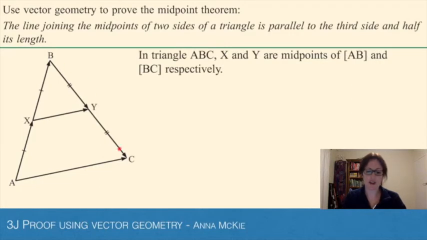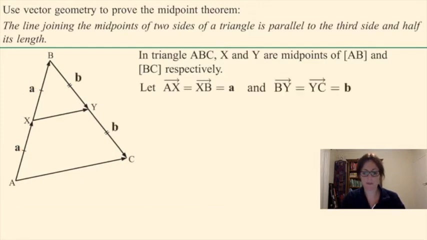As we've said here, in triangle ABC, X and Y are the midpoints of AB and BC respectively. Let's label some of these sides with vectors. So vector a here is AX, and that's also equal to XB, that vector a there. And therefore on the other side, we would have BY, we'll call that vector b, and being the midpoint, that's the same vector as YC, noticing that the b's used twice.